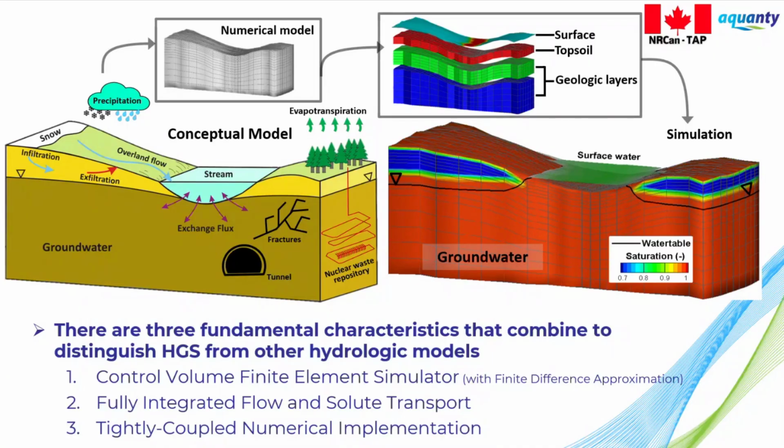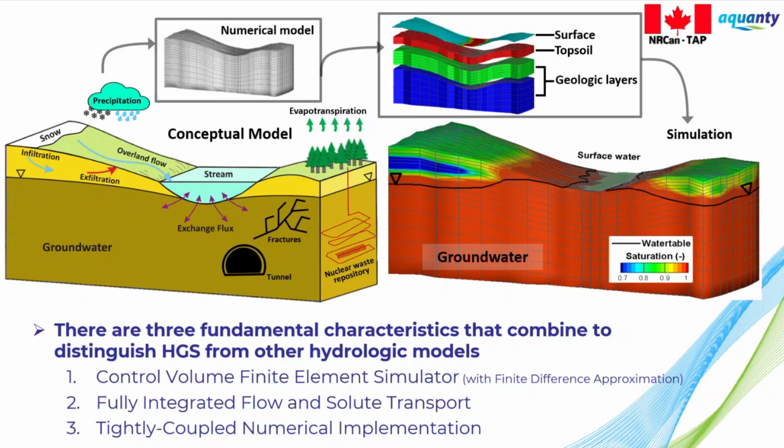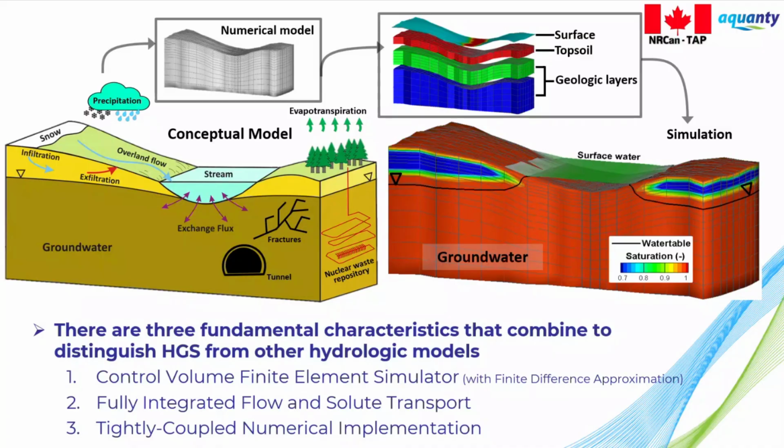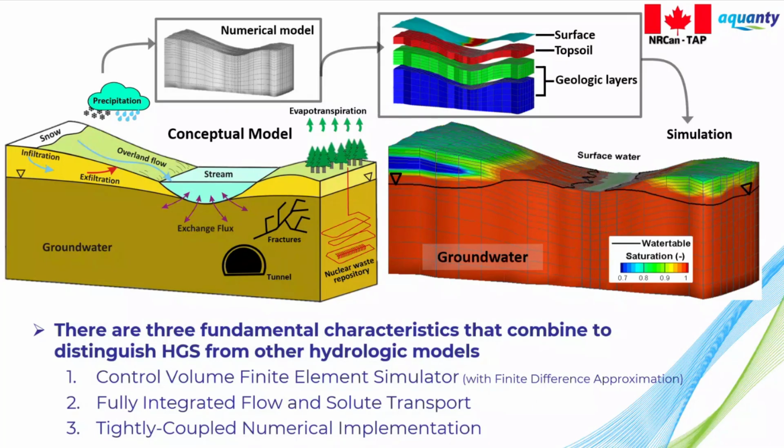The second thing is that it's fully integrated. What this means is that there are multiple different equations of flow operating under the hood of a HydroGeoSphere model to represent the movement of water through different parts of the system. There's a variably saturated groundwater equation, a separate equation for surface water flow, and yet another equation for evapotranspiration or channel flow, et cetera. And the third distinguishing factor is the tightly coupled numerical implementation.